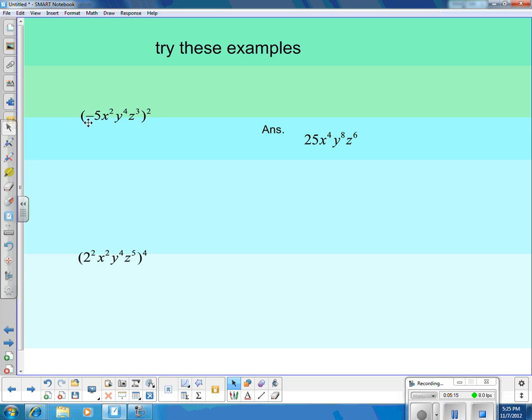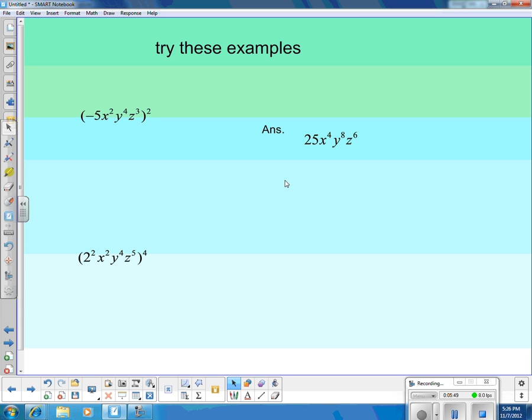Okay, so we have a negative 5 raised to the second power. So that gives me a negative 5 times a negative 5, which gives us 25. X, two factors of x, multiplied to itself twice, gives us a total of 4 factors of x multiplied together. 4 factors of y multiplied to itself twice gives us 8 factors multiplied together, and z gives us 6 factors of z. I hope this was your answer.